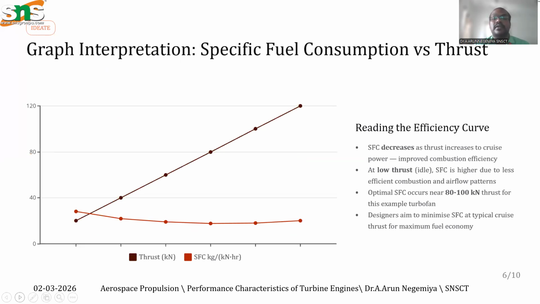Next one is specific fuel consumption versus thrust. Here the specific fuel consumption decreases with increasing thrust. The optimal specific fuel consumption occurs at 80 to 100 kilonewton thrust for turbofan engines.